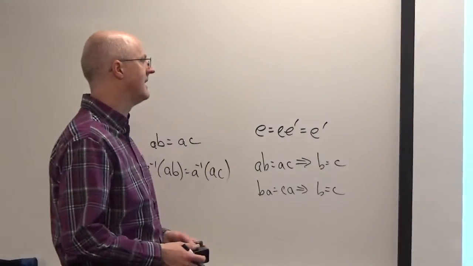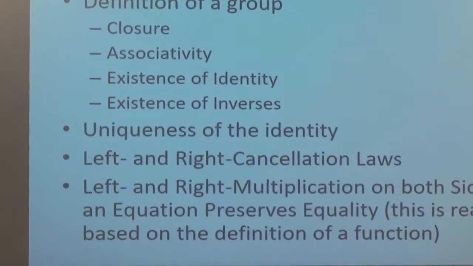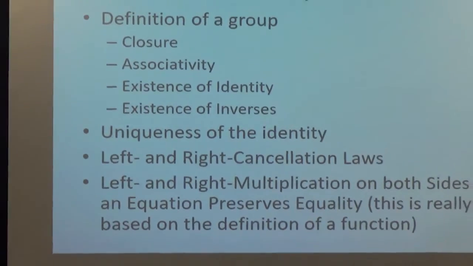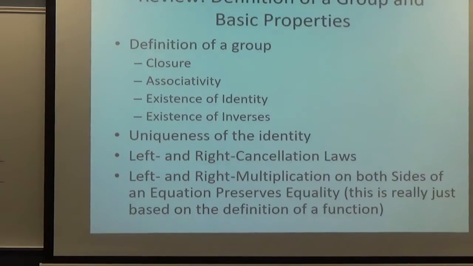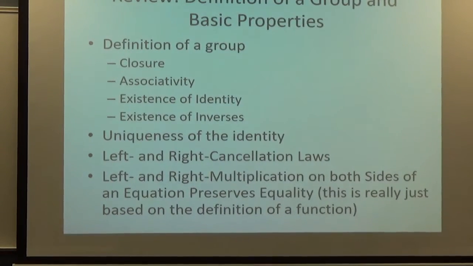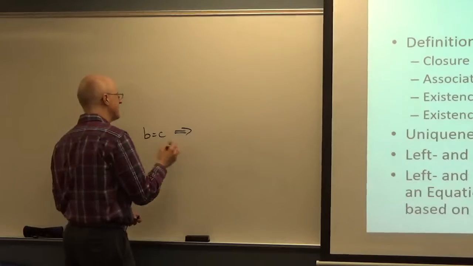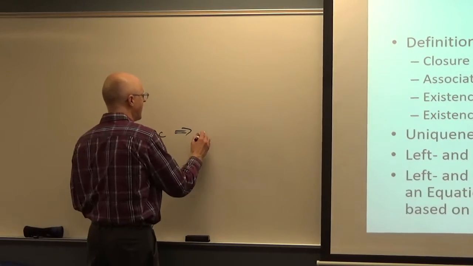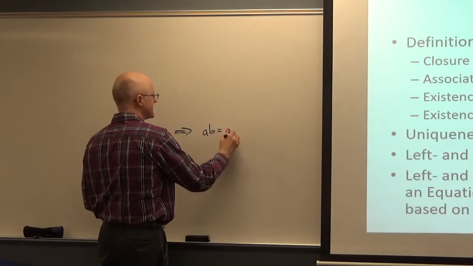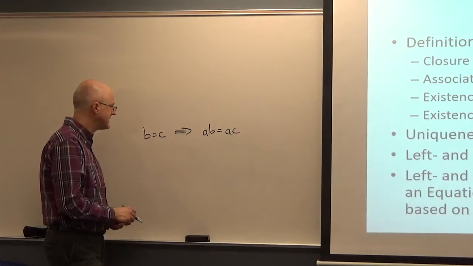I mentioned, technically speaking, last time, that left and right multiplication on both sides of an equation preserves equality. This should be proved, though it's a very trivial proof. If you've got two elements equaling each other, so they're really the same element, then if you multiply both sides on the left, say, by A, the resulting thing is going to be equal. Does that really take proof?